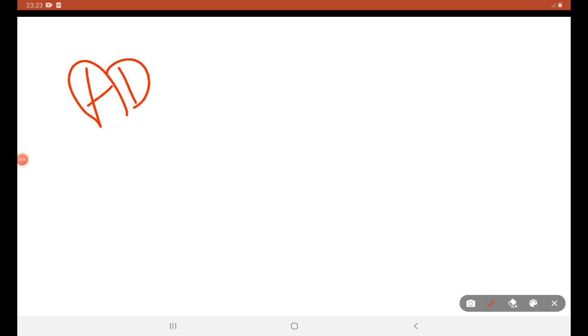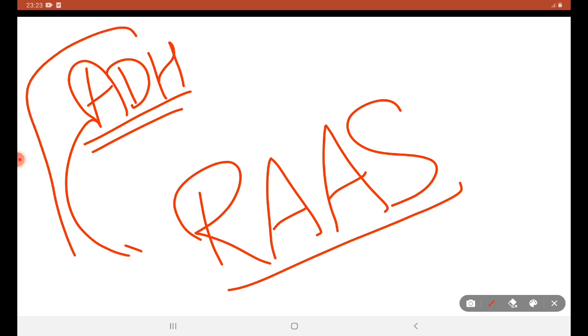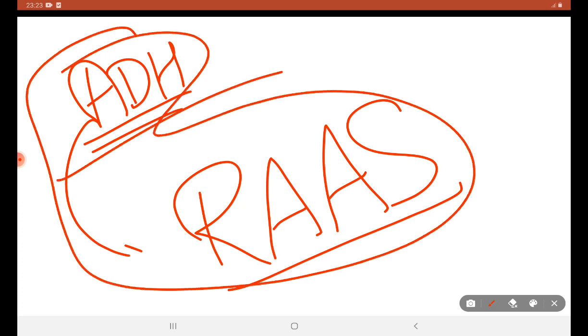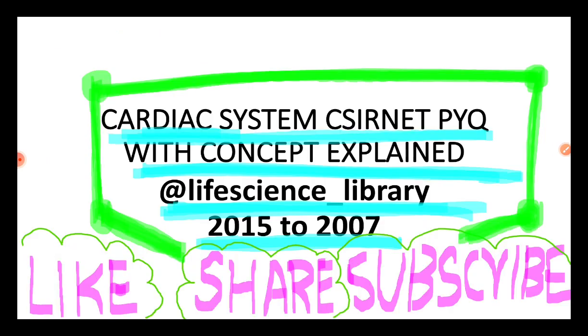ADH works along with the renin, angiotensin, aldosterone system. We will see this system clearly when we see the question concept series of excretory system. Okay, as of now you can understand this.